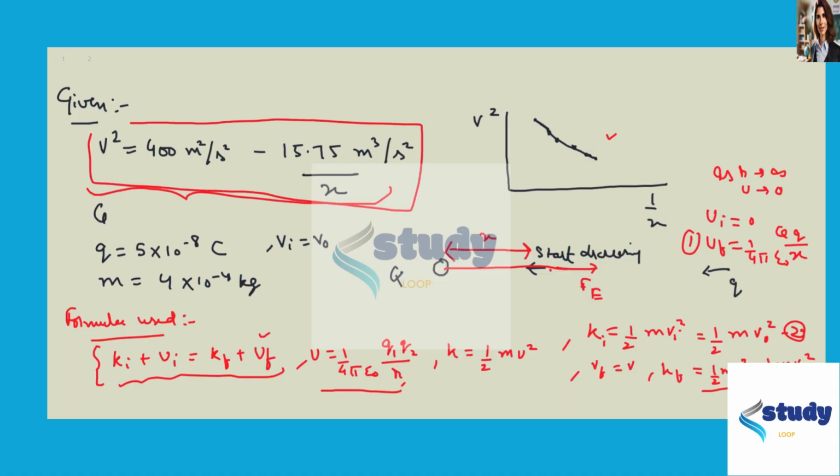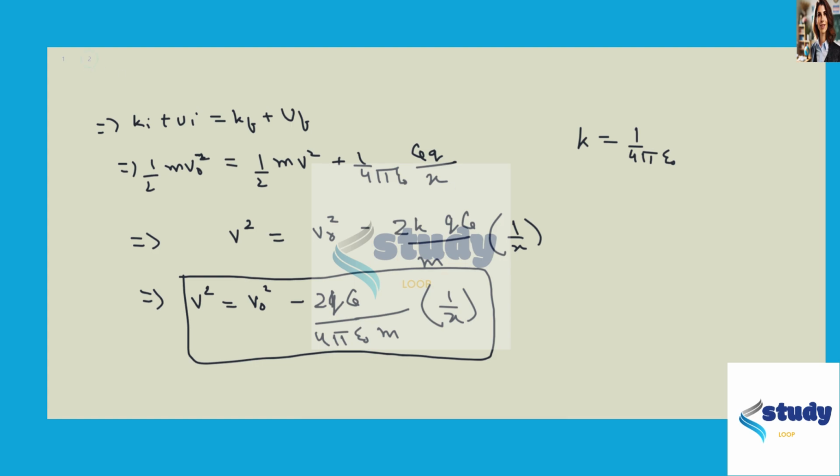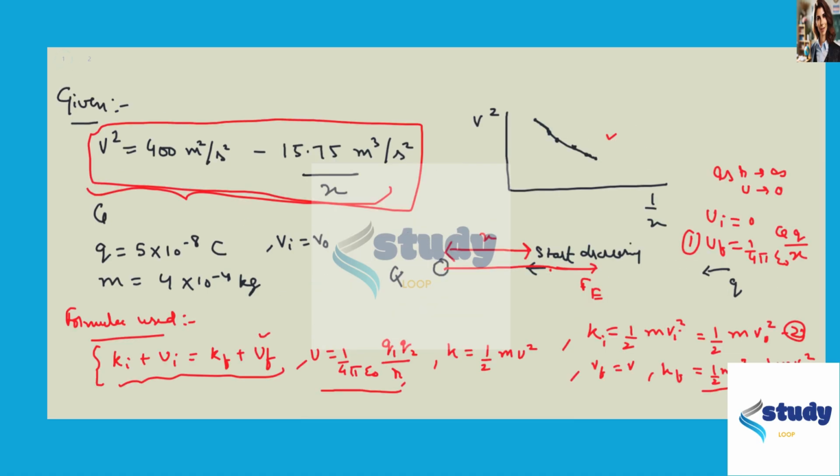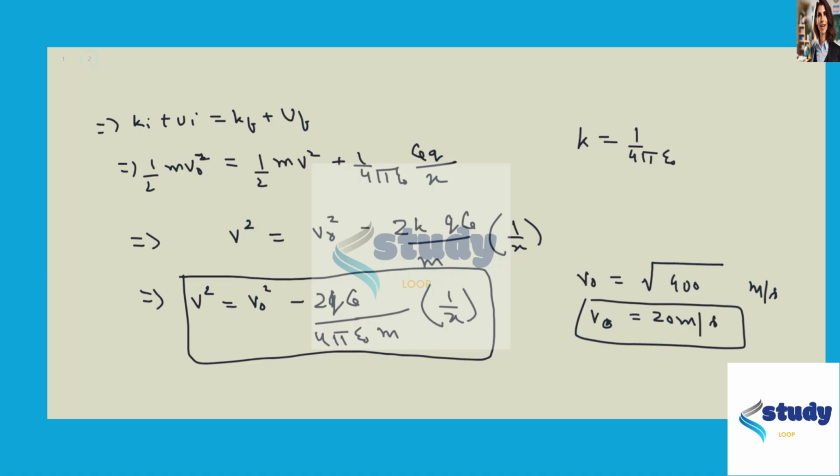So we have v naught equals to under root of 400 meter per second square. So this equals to 20 meter per second. So that's your initial velocity. Look at it again. So we have 400 meter square per second square. This should be equal to v naught square.